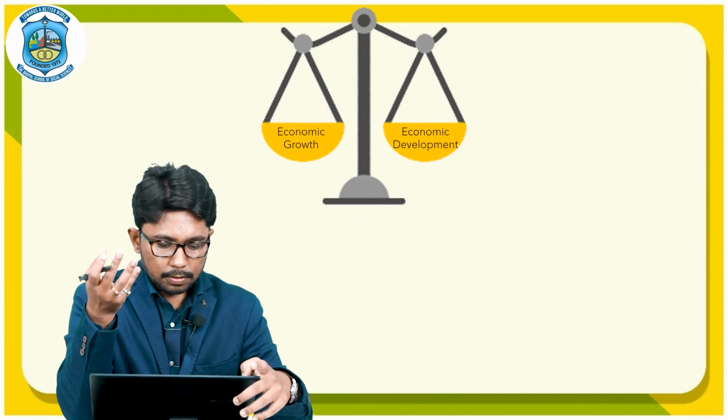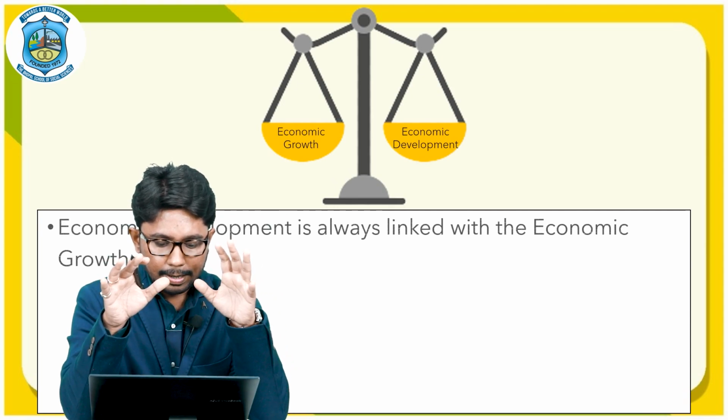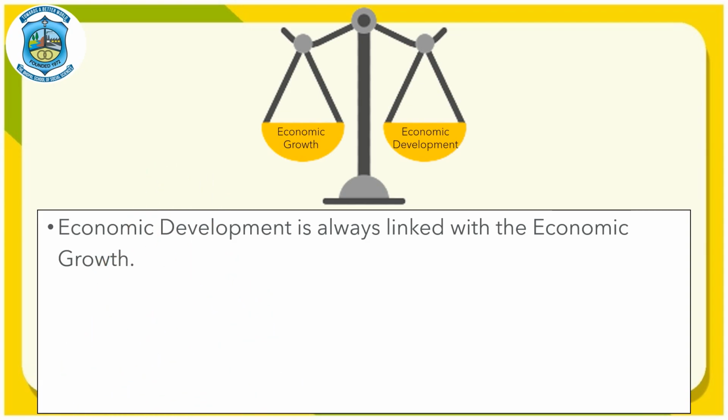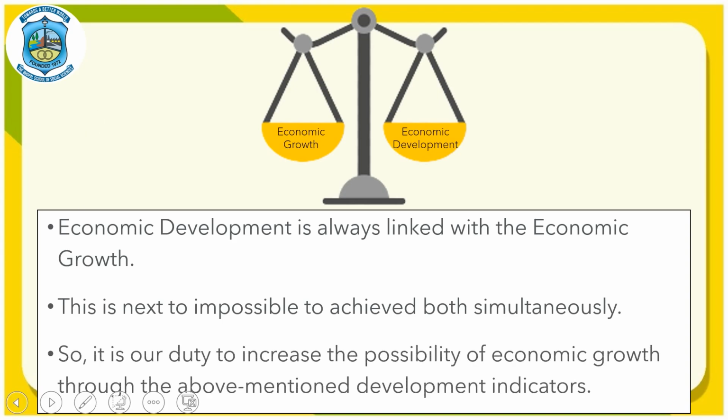Now, time to conclude. What is the conclusion? We have to maintain the balance between economic growth and development. Economic development is always linked with economic growth, and it is next to impossible to achieve both simultaneously. So, we should emphasize economic growth first, and simultaneously try to achieve the other indicators of economic development. It is our duty, yours and mine, to increase the possibility of economic growth through the above mentioned points which we just discussed.